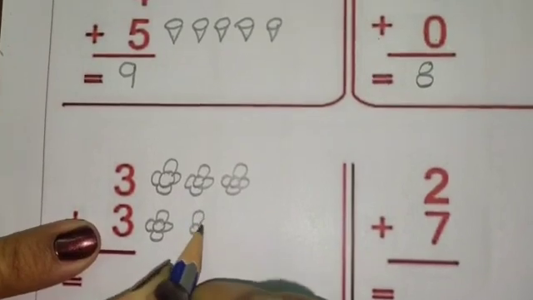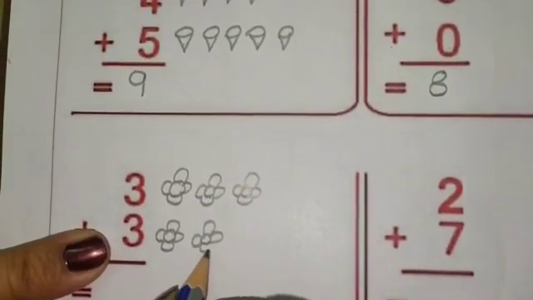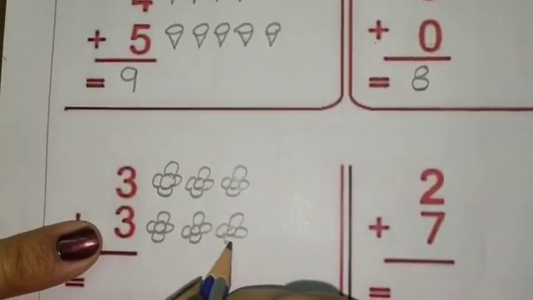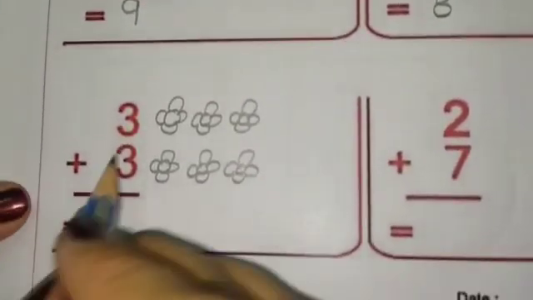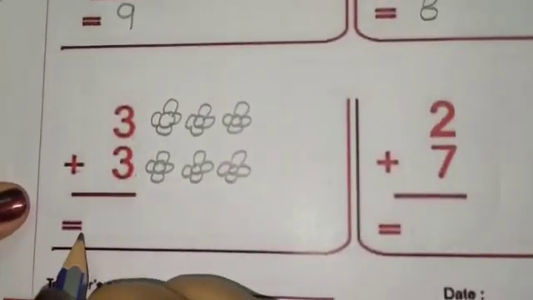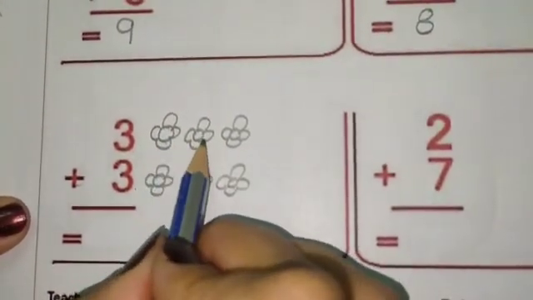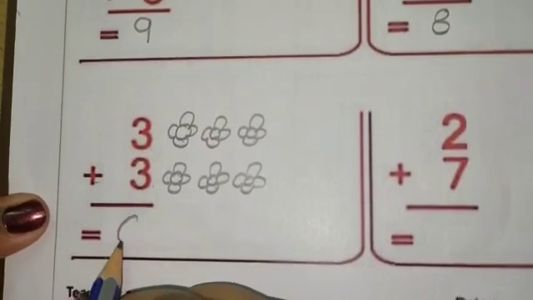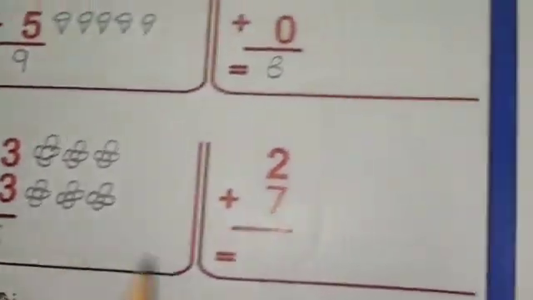1, 2, 3 flowers. So 3 plus 3 is equal to 1, 2, 3, 4, 5, 6. So our answer will be 6.